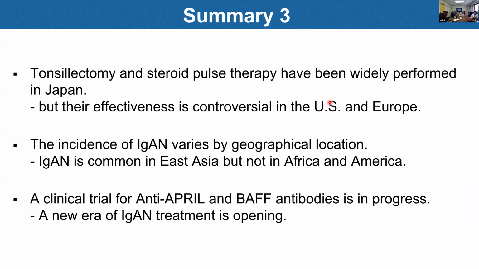So here is the last slide. Tonsillectomy and steroid therapy have been widely performed in Japan, but their effectiveness is very controversial in the US and Europe. The incidence of IgAN varies by geographical location. IgAN is common in East Asia, but not in Africa and America. A clinical trial for anti-APRIL and BAFF antibodies is in progress. So a new era of IgAN treatment is ongoing.